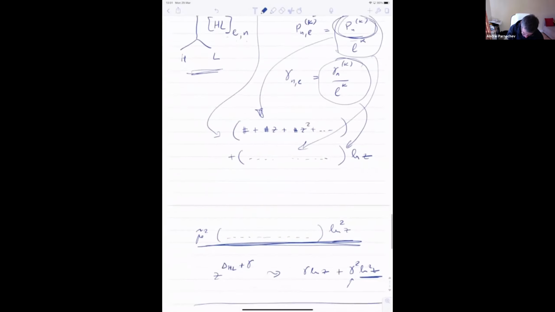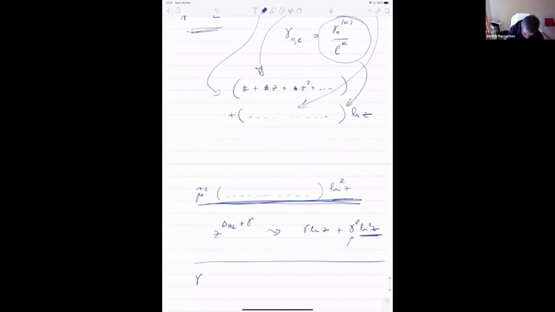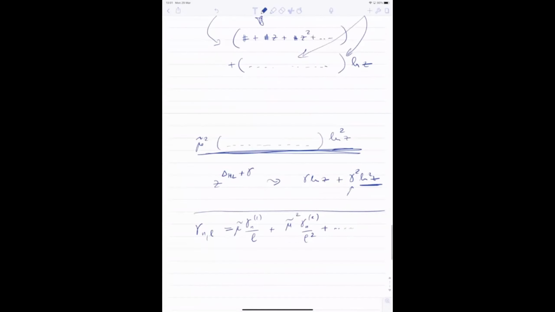And well, sorry, so if you wish, let me talk about gamma. So gamma n comma L is given by gamma n 1 over L plus mu tilde squared. So there's mu tilde here, mu tilde squared, gamma n 2 over L squared plus dot dot dot. Sorry, so N is the number of contracted derivatives and L is the number of uncontracted derivatives? Correct, yes. Okay, thank you. Okay, please go on. Any other questions?